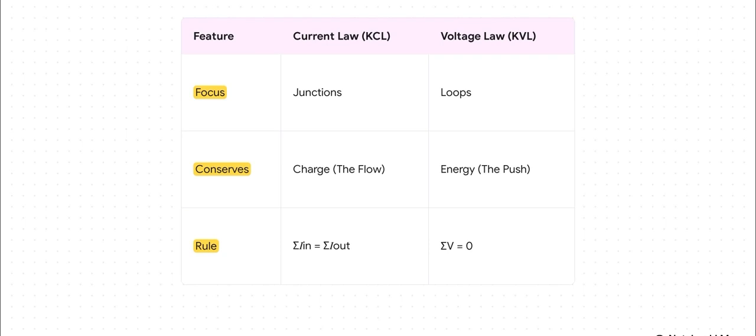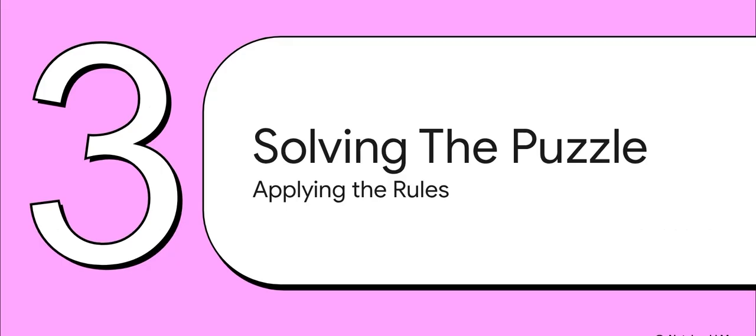So let's just put these two side by side for a second. You've got the current law, which is all about the flow of charge at those intersections. And then you have the voltage law, which is all about the push of energy around a complete round trip. One's about the crossroads, the other's about the journey. And believe it or not, together, they give us everything we need. All right, detective, we have our rules, we have our case file. It's time to put on the gloves, apply a little logic, and solve this puzzle once and for all.